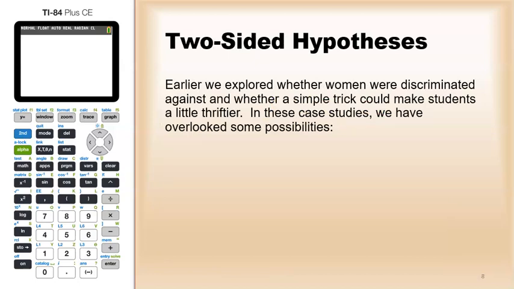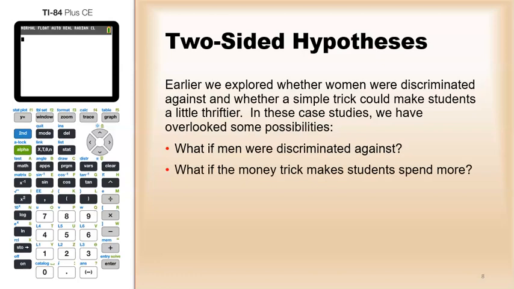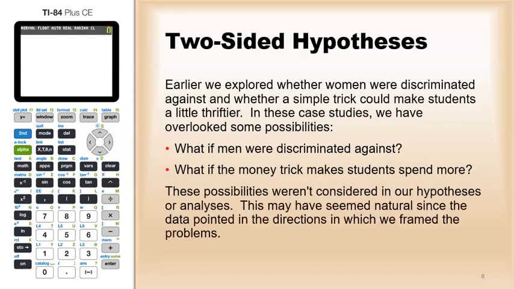Earlier in previous lessons, we explored whether women were discriminated against and whether a simple trick could make students a little thriftier. However, in these studies, we overlooked some possibilities. First, what if men had been discriminated against? Or what if the money trick makes students spend more? Now, we didn't consider these possibilities, and this may have seemed natural since the data pointed in the directions in which we framed the questions.